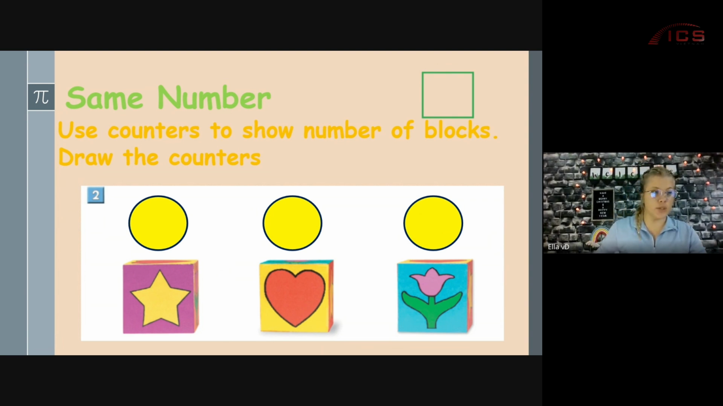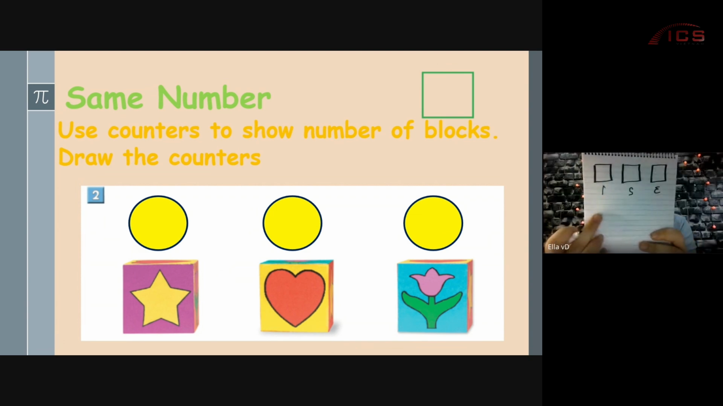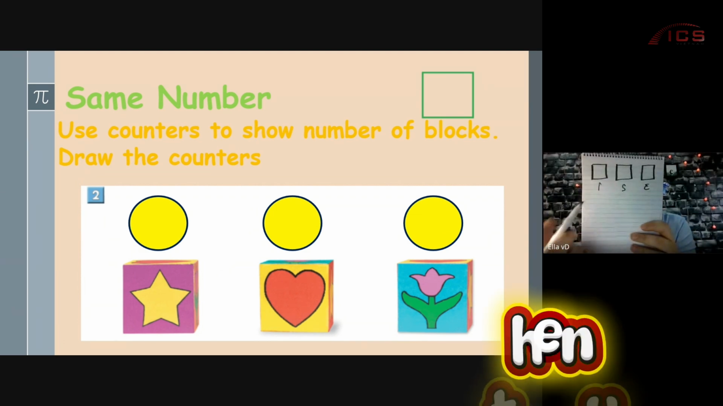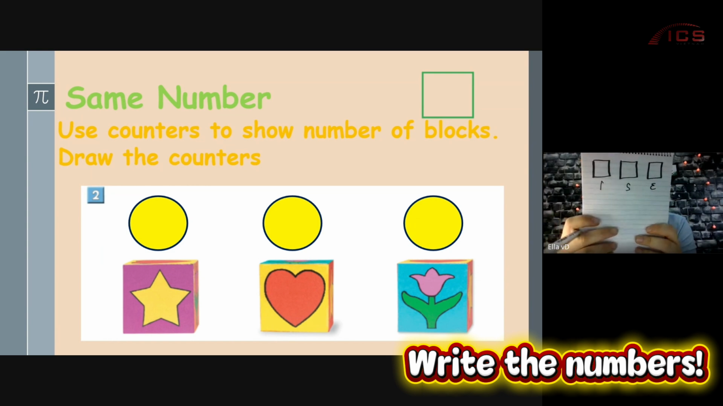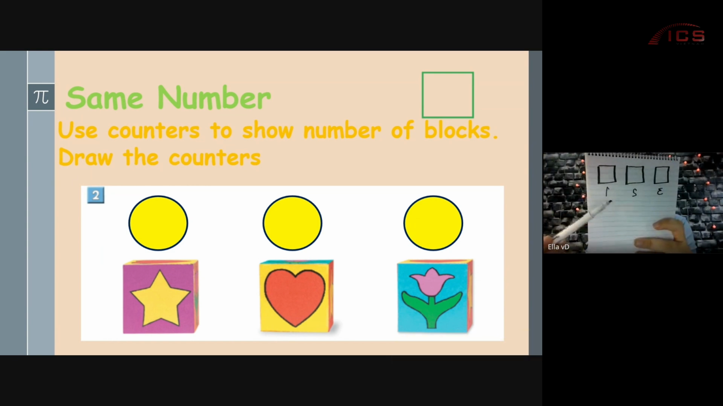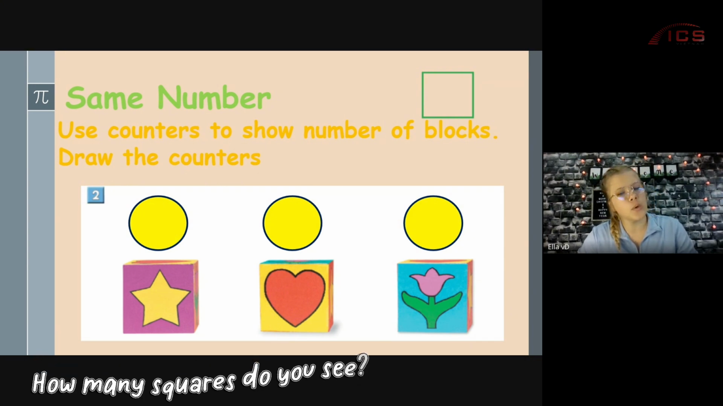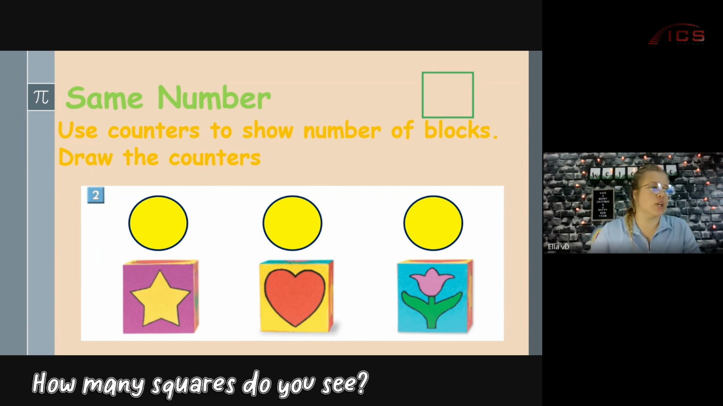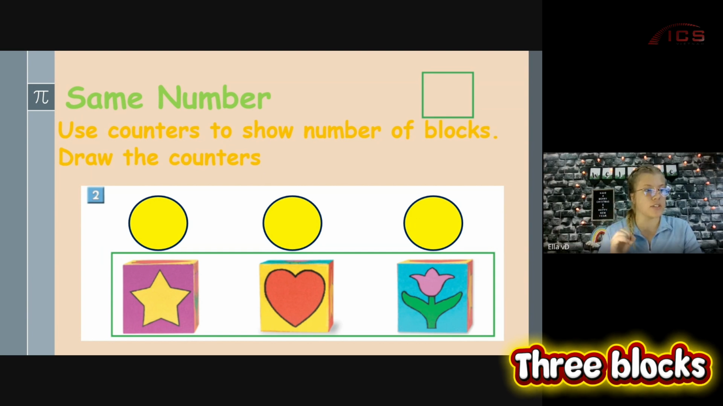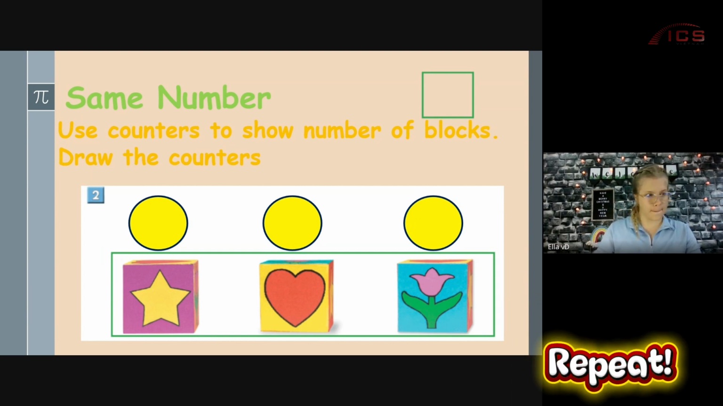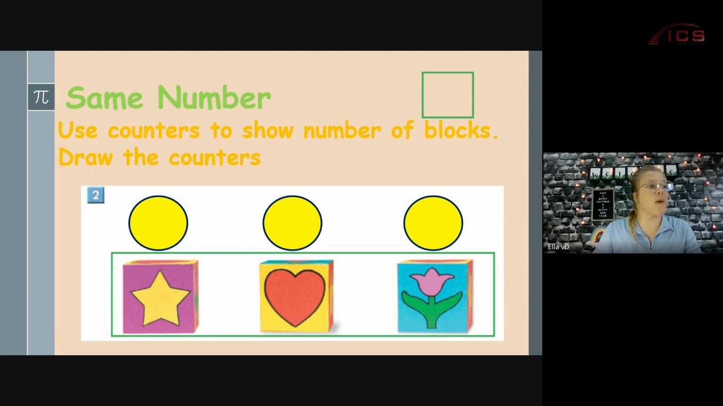And then we are going to count them. 1, 2, and 3. Please make sure you write the numbers at the bottom. Can you write the numbers at the bottom for me? So 1, 2, 3. Good. Well done, you guys. How many squares do you see over here in the picture? Look at the picture. How many of the blocks do you see? 3 blocks. Can you say 3 blocks? Good job. That's why we drew 3 blocks, to count them.